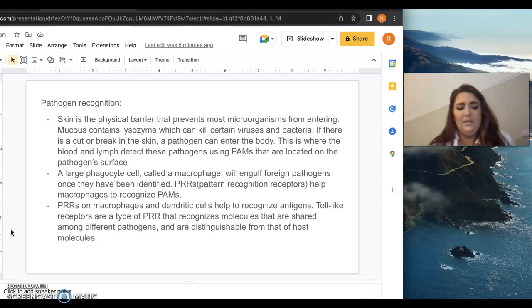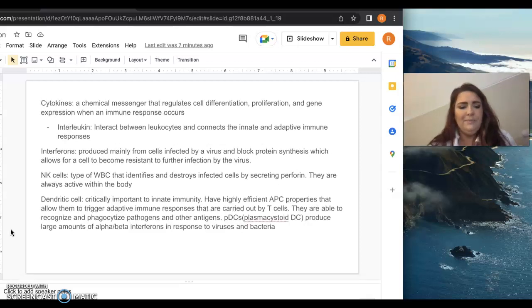And then a large phagocyte cell, which is called a macrophage, will engulf any foreign pathogens once they've been identified within the body, and then pattern recognition receptors help the macrophages to recognize these PAMs on the microbe surface. PRRs on macrophages and dendritic cells help to recognize antigens, and toll-like receptors are a type of PRR that recognize molecules that are shared amongst different pathogens, and these are distinguishable from host molecules so they don't get them confused and try to engulf the healthy cells as opposed to the infected cells.